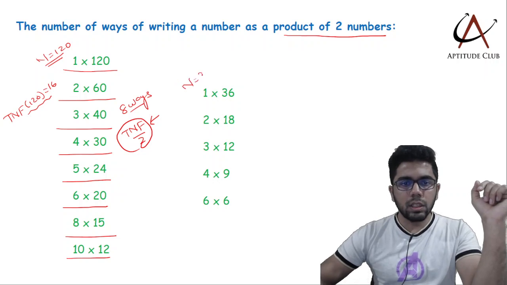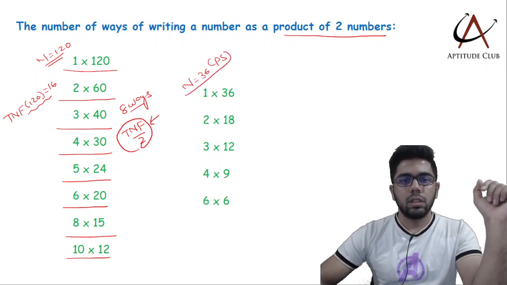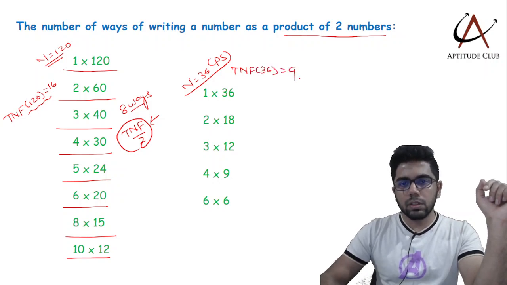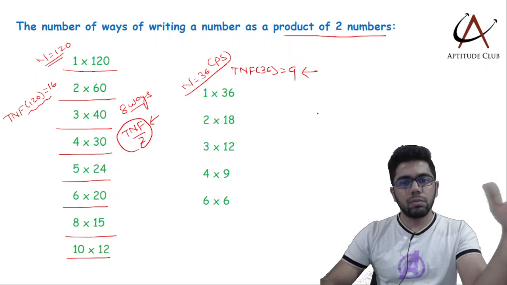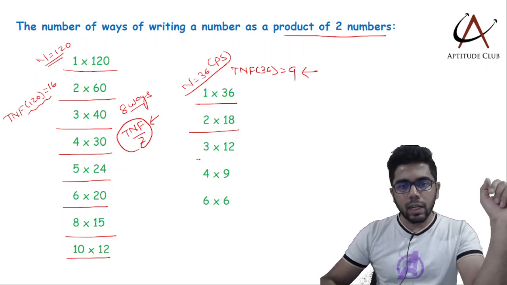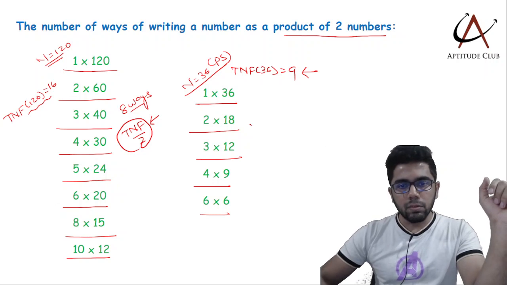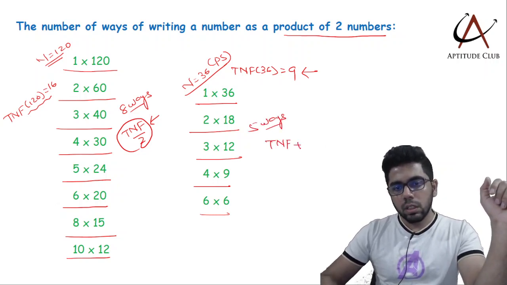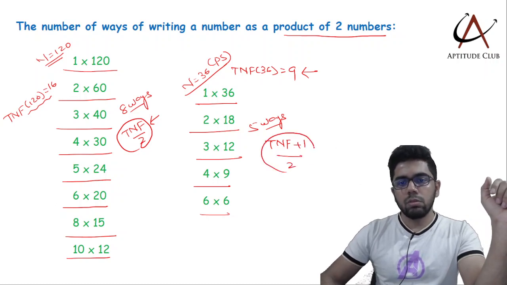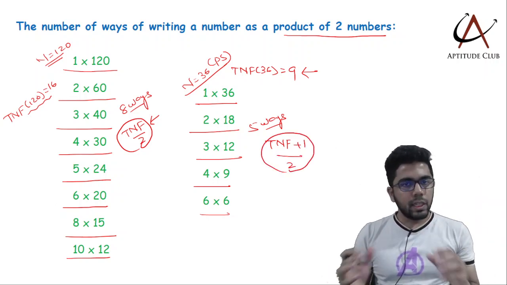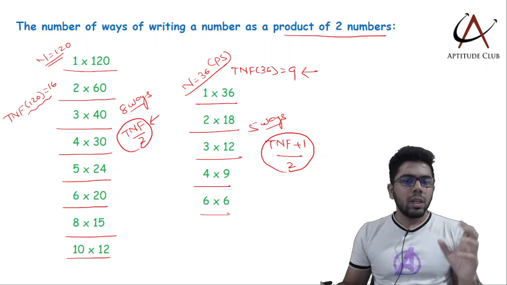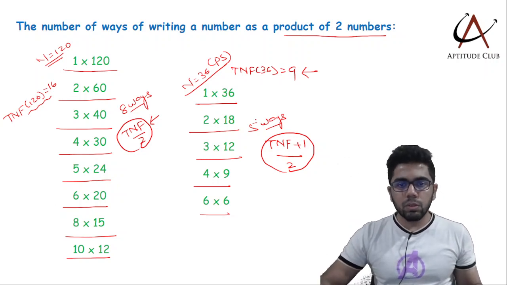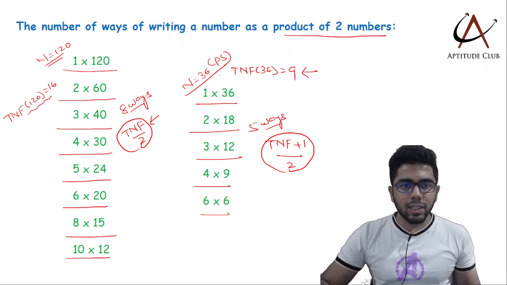But for a number like 36 which is a perfect square, the total number of factors of 36 is how much? Total number of factors of 36 is 9 if you calculate it. And see in how many ways can I write it as a product of two factors? 5 ways. So how do you get this? Total number of factors plus 1 divided by 2. Just a slight change to the formula. In case of a normal number, it is total number of factors by 2. In case of a perfect square, it is total number of factors plus 1 by 2. So 9 plus 1 by 2, I'll get 5. And 16 by 2, I'll get 8.